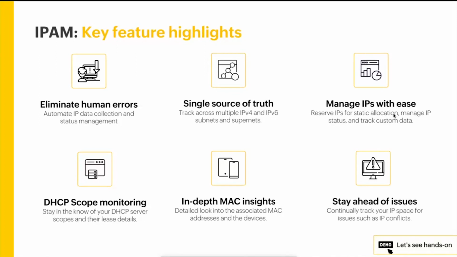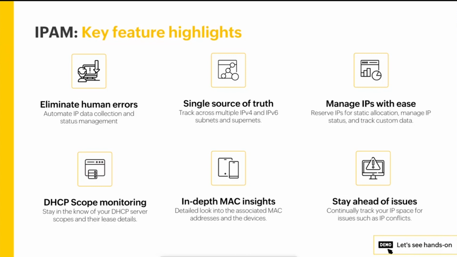So you can use the OpUtils IP inventory to track multiple IPv4 and IPv6 addresses across your entire network. Not just that, you can also manage these IP addresses with ease. Because what good is a tool that just tells you what's happening in your network and does not allow you to control what's happening in your network, correct? So that's exactly what the OpUtils IPAM tool does. It gives you not just holistic visibility, but also holistic control over how your IPs are being allocated, used, and managed. So with OpUtils, you can manage IPs, reserve their status for static allocation.